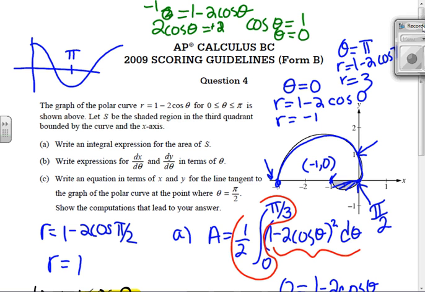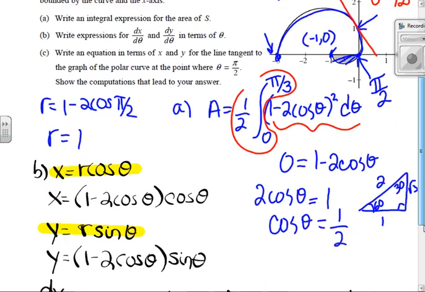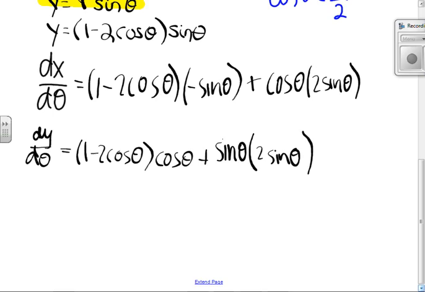Write an equation in terms of x and y for the line tangent to the graph of the polar curve at theta equals pi over 2. Well, we figured out where that was by accident, remember? Theta equals pi over 2. Well, we have to write the equation of the tangent line, right? I start with writing down what the equation of the tangent line is. So y minus y1 equals m times (x minus x1).